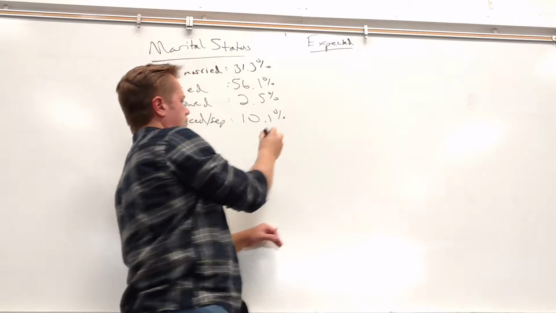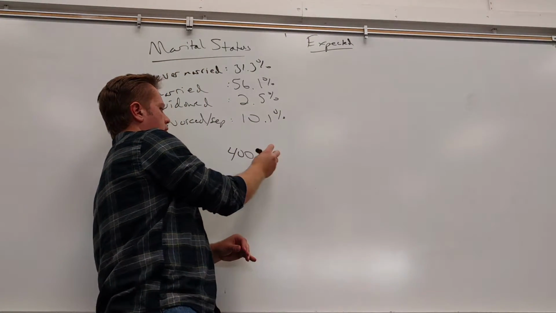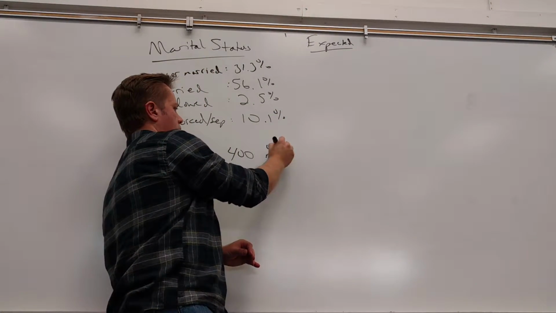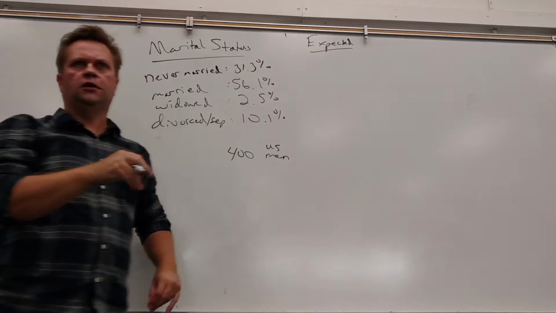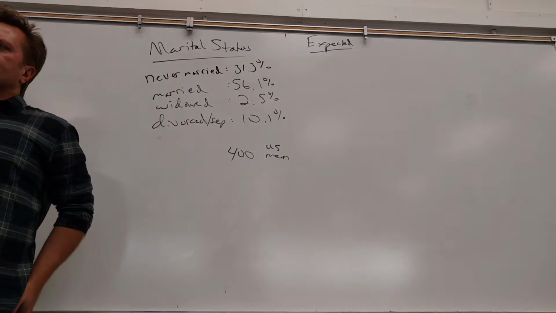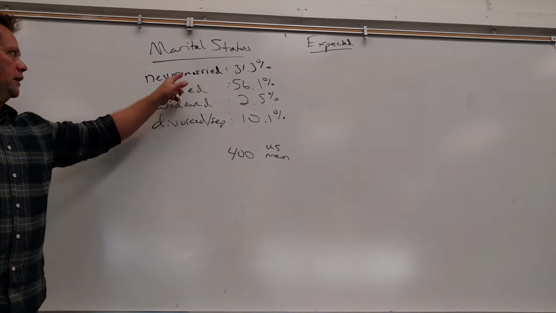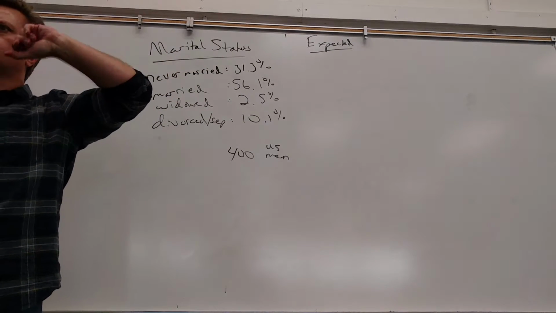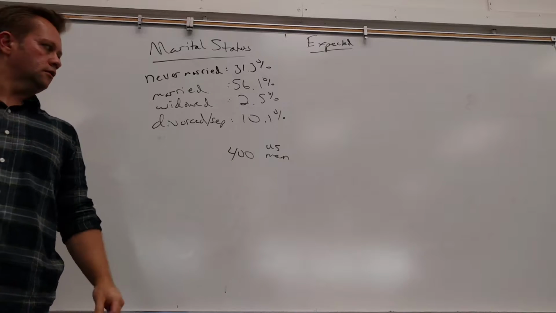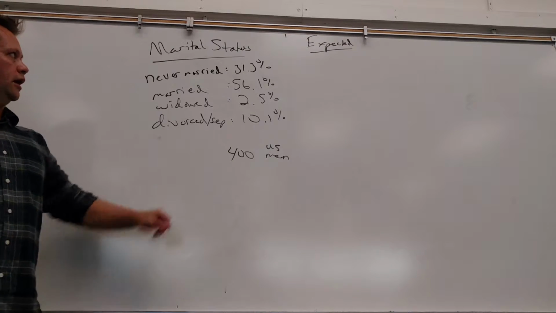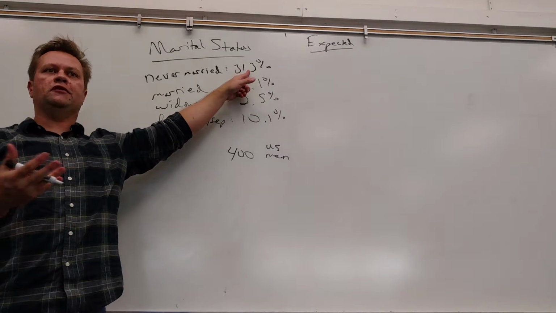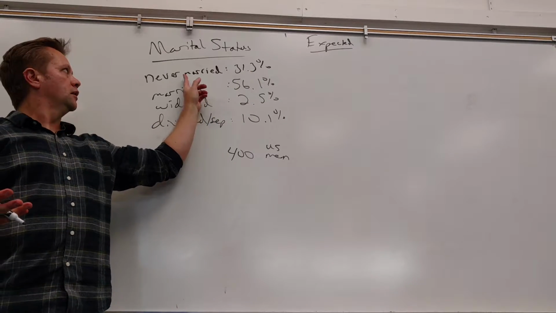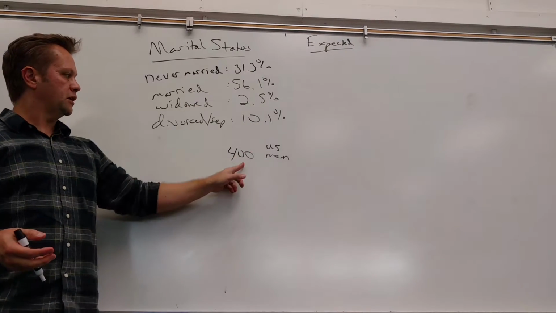So let's say I take a sample of 400 U.S. men, 15 and older. How many of them would I expect to have never been married? How do I calculate that? Yeah, 31.3% of any group I expect to have never been married. So 31.3% of 400.